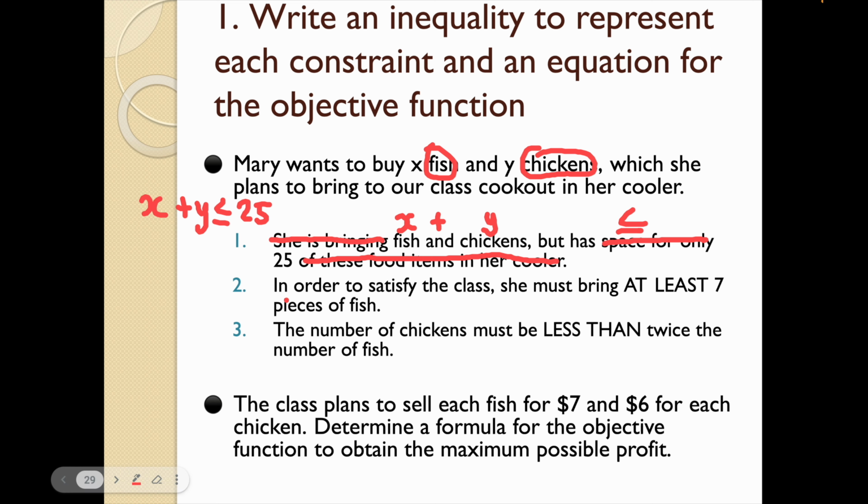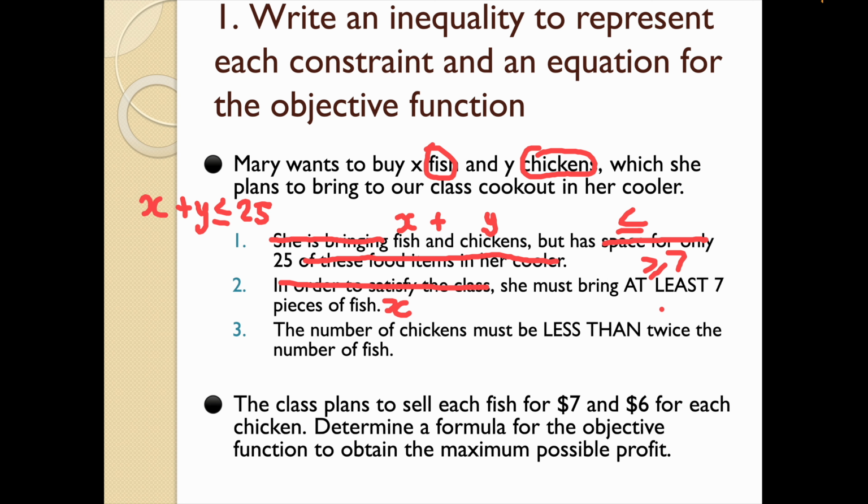Now look at this part. In order to satisfy the class, does that sound important to you? No. So I can get rid of that. I don't need this. What's the next part? She must bring at least 7 pieces of fish. I know that fish represents X, so I replace the fish with X. And then it says she must bring at least, so at least means more than or equal to 7.